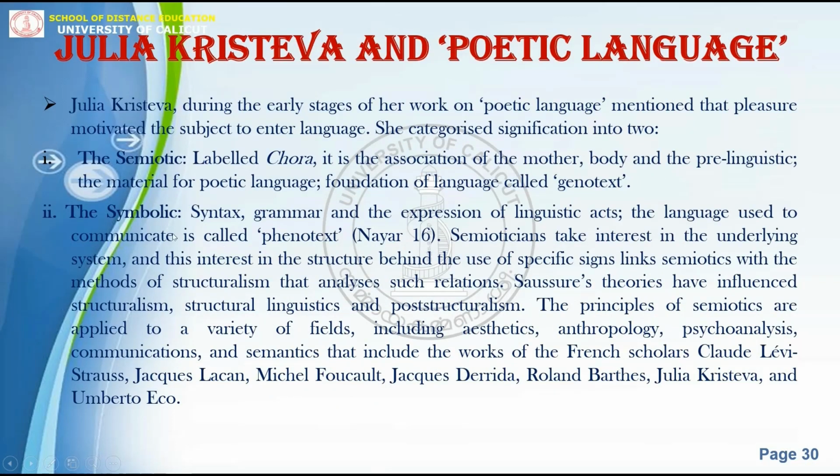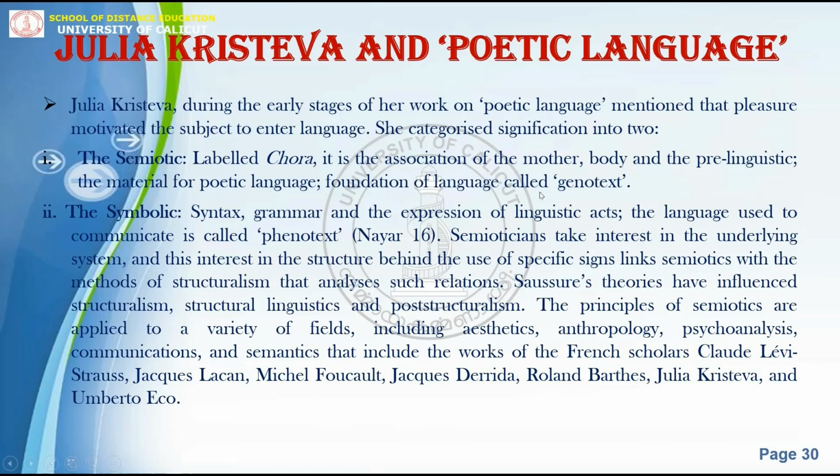Now, Julia Kristeva and poetic language. Julia Kristeva, during the early stages of her work on poetic language, mentioned that pleasure motivated the subject to enter language. She categorizes signification into two. One, the semiotic. It is labeled as chora. It is the association of the mother, body, and the pre-linguistic, the material for poetic language, the foundation of language called genotext. Then the symbolic means syntax, grammar, and the expression of linguistic act. The language used to communicate is called phenotext.